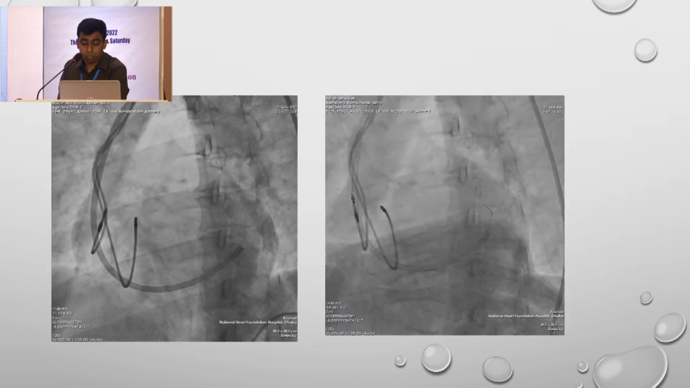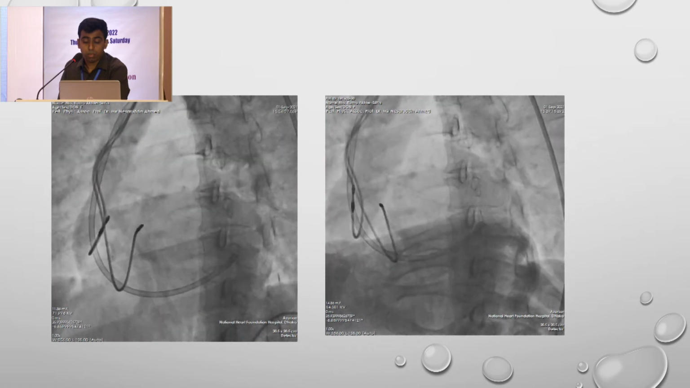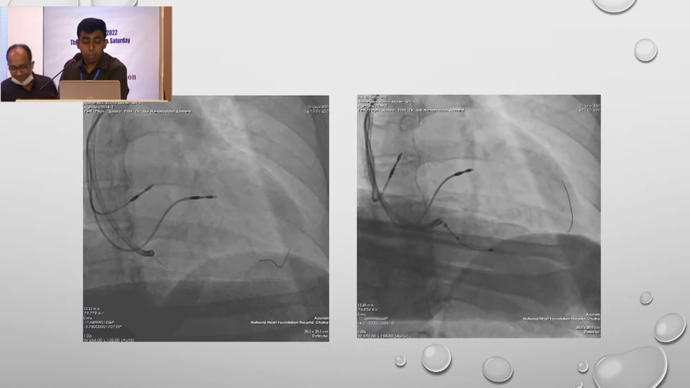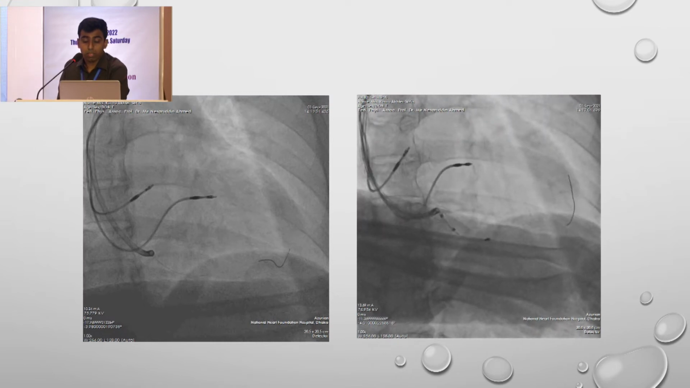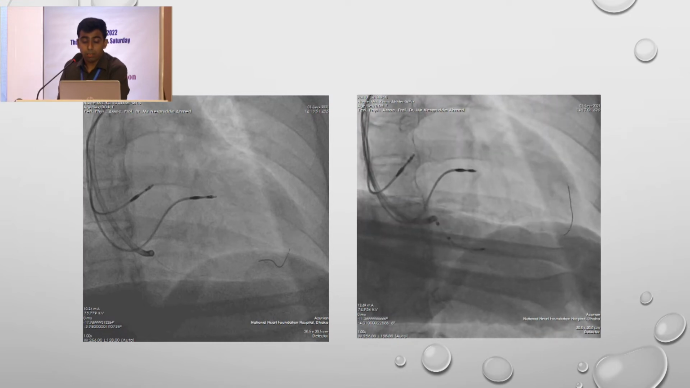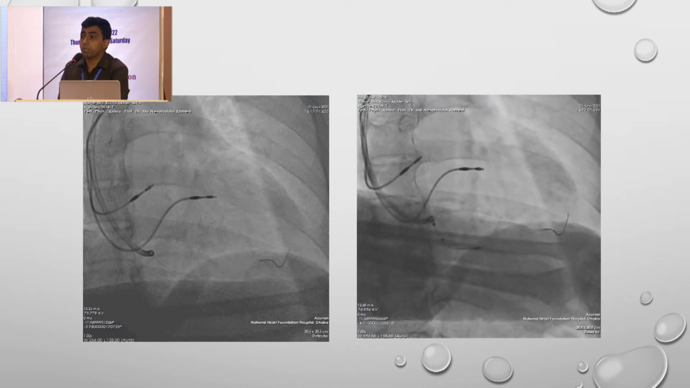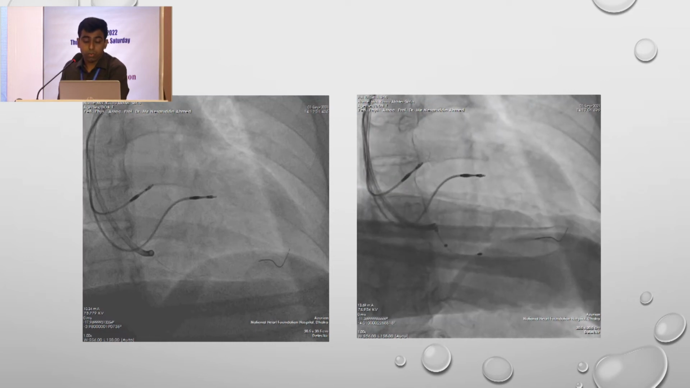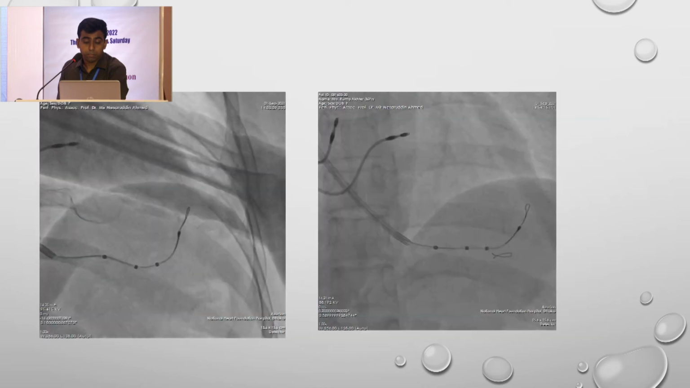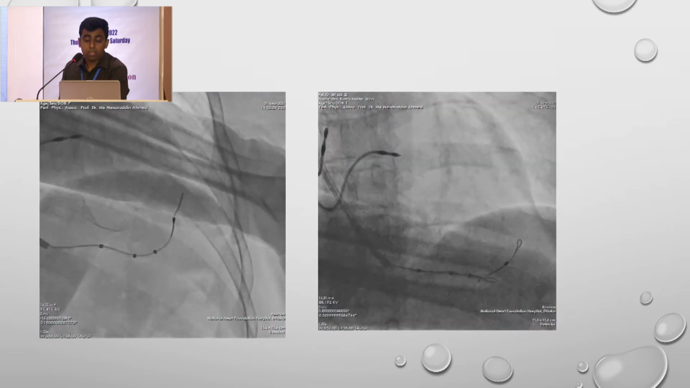Through the coronary sinus sheath we passed a floppy wire into the middle cardiac vein, and with the support of the floppy wire we implanted the LV lead into the middle cardiac vein. As there is a discrepancy between the lead diameter and the venous diameter, we decided to fix the lead into the venous system by means of a stent.